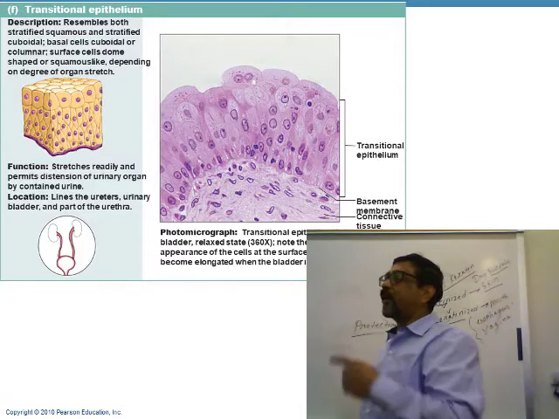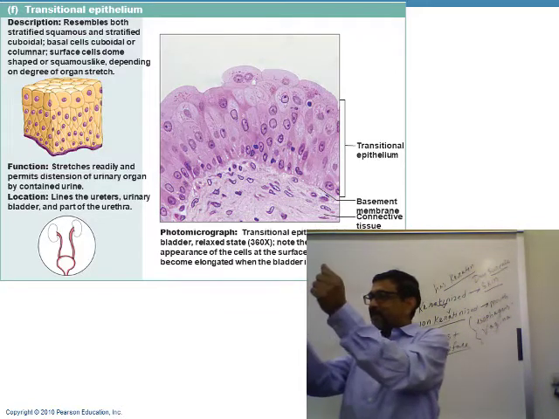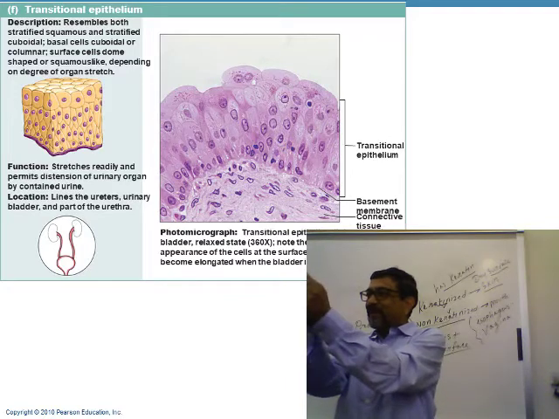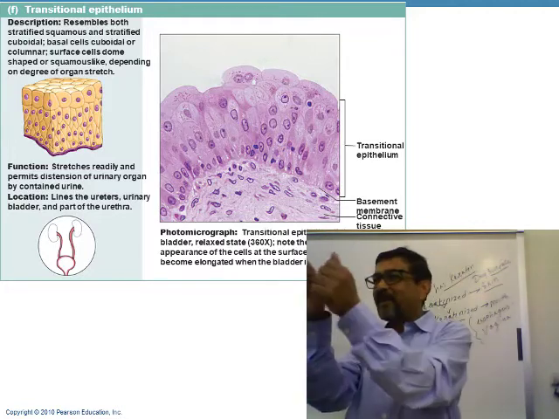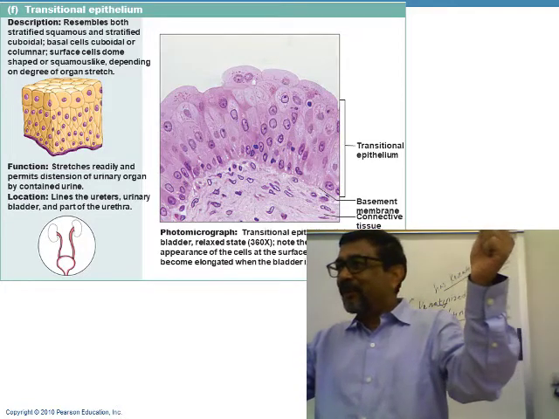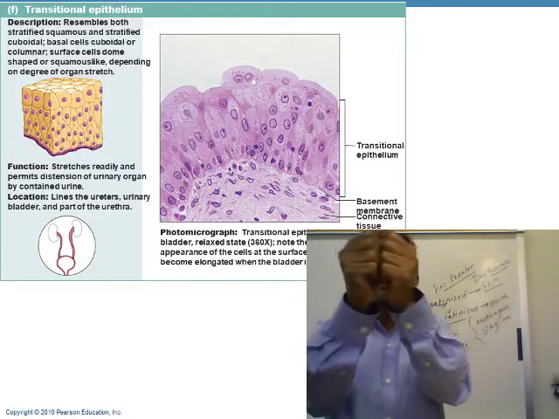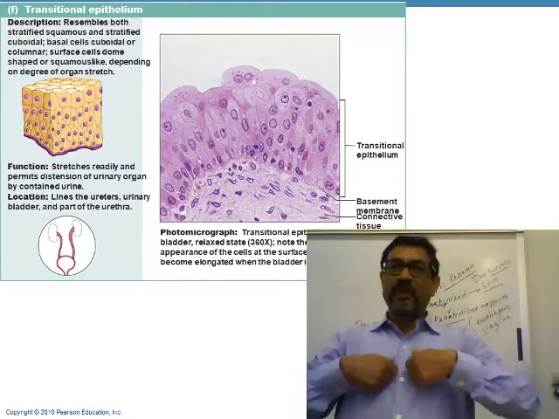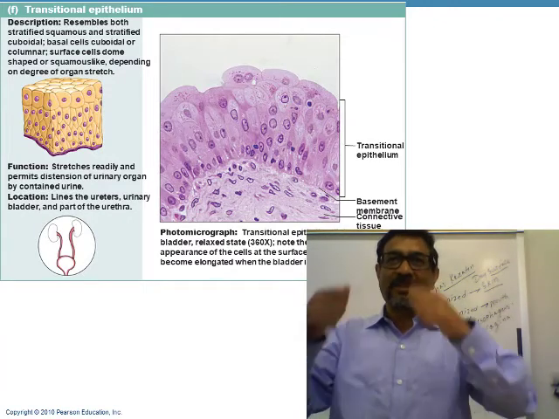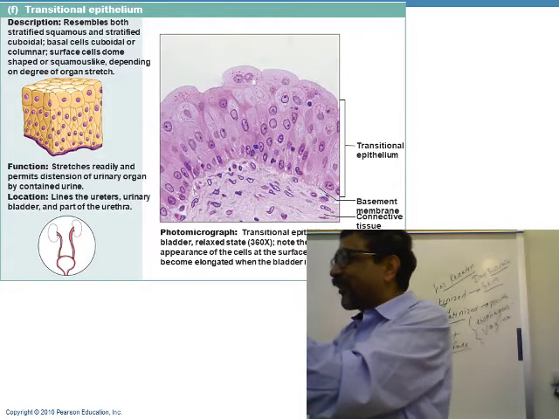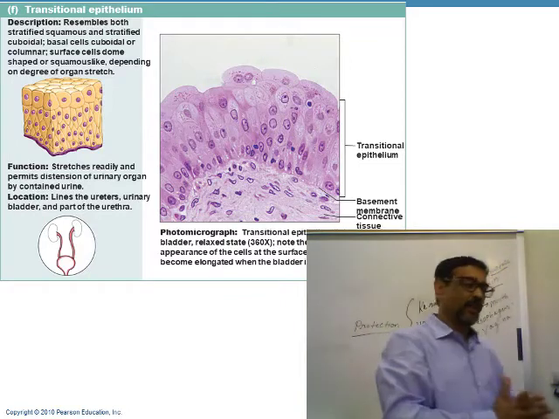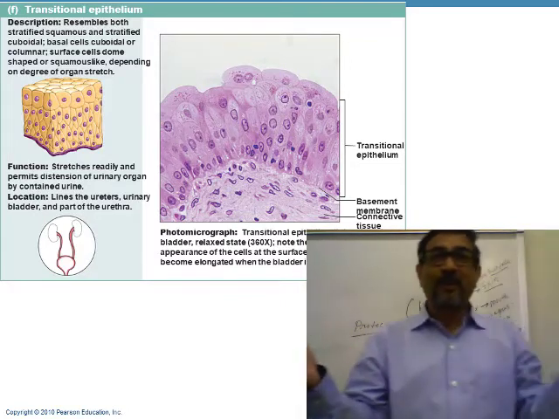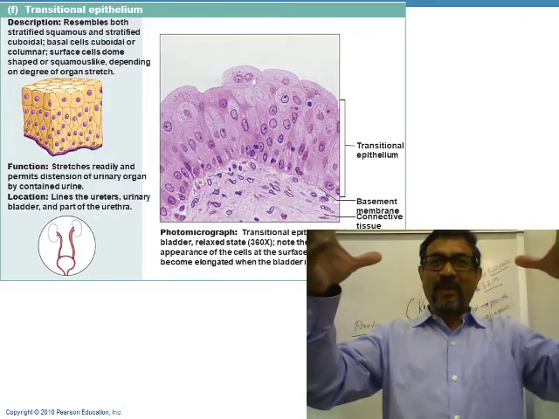Another property of transitional epithelium is that it can be stretched, can be easily expanded, and when you release the pressure it will recoil. So it's like the elastic that you use in your clothes, right? You can make it longer or expand it and it will recoil. So the urinary bladder is like that. When a lot of urine fills it, it gets big, and when you urinate it gets smaller.